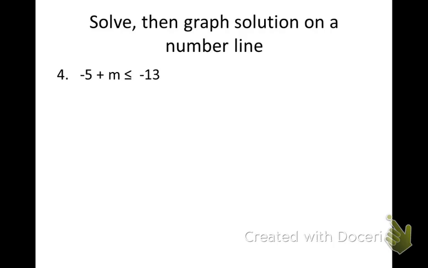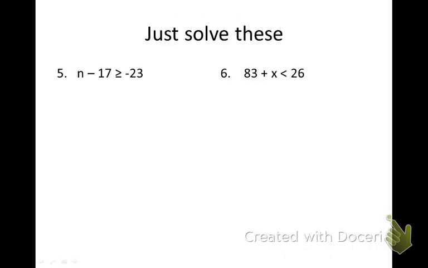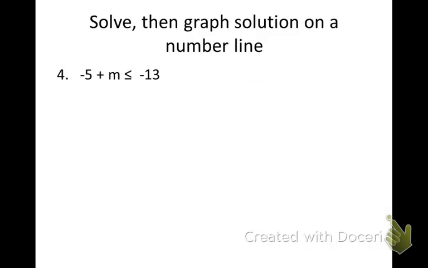Alright, so here we have negative 5 plus m is less than or equal to negative 13. So we're going to add 5 to both sides here. Those cancel. M is less than or equal to negative 8.